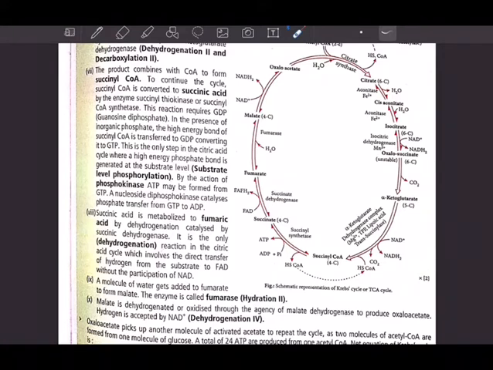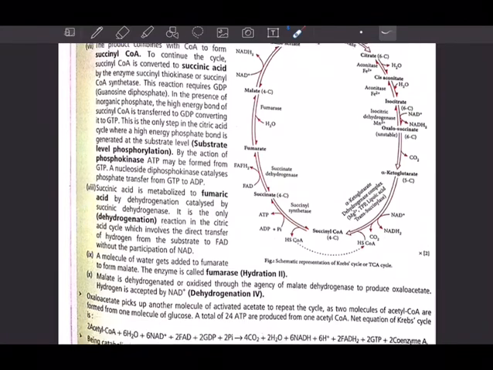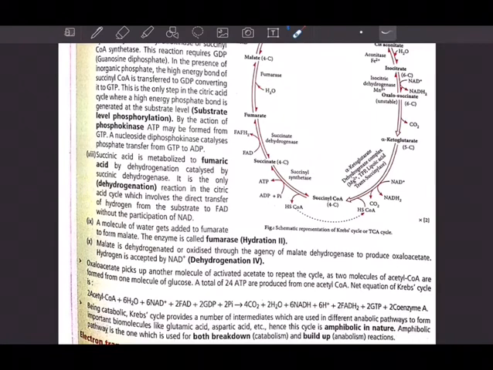1 molecule of water is out, fumarate. And again, this is a very, very energy rich compound, FADH. 1 molecule of FADH is equal to 2 molecules of ATP. Again, this is an energy forming reaction. So succinic acid is metabolized to fumaric acid by dehydrogenation, catalyzed by succinic dehydrogenase, as you are seeing.